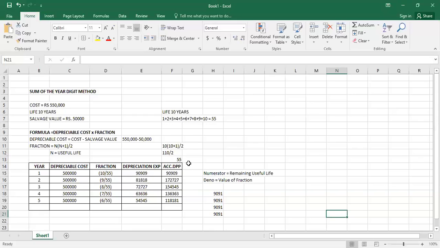This is the case where we purchase our asset at the beginning of our financial year. What happens if we purchase our asset in the middle or somewhere between the financial year? Now the case will be different, and we will discuss that case in our second video.